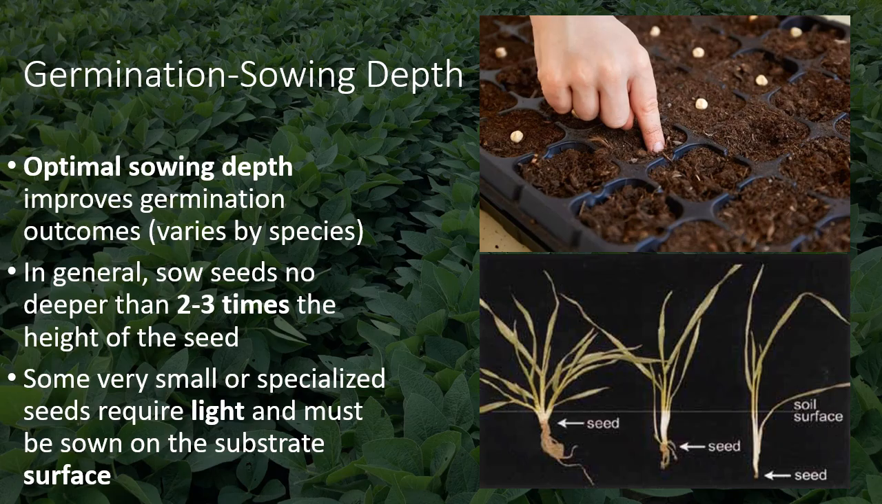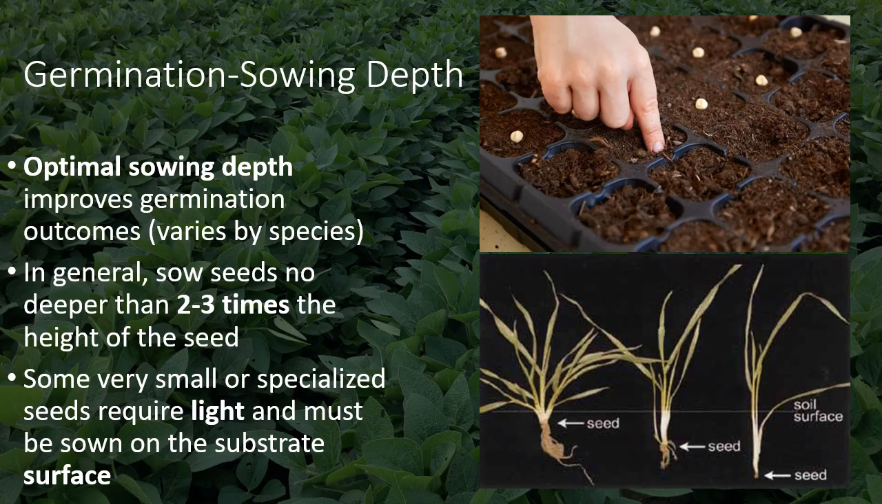We can see in the top image someone planting chickpeas to the correct depth. You can often compare the diameter of the seed to your fingertip and figure out, okay, to which knuckle or what wrinkle on my finger would get me 2 to 3 times the depth of that seed. A chickpea is maybe about the height of your fingernail. So if you go up to your first knuckle, pushing it down, that's probably adequate planting depth. In the bottom image, we can see a germination depth trial on wheat.